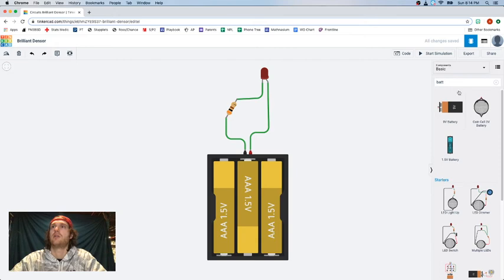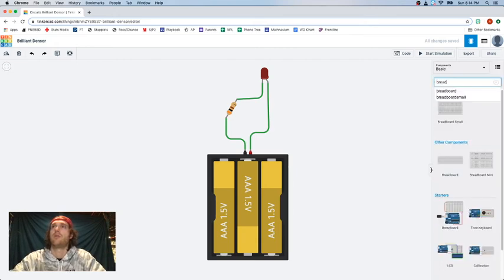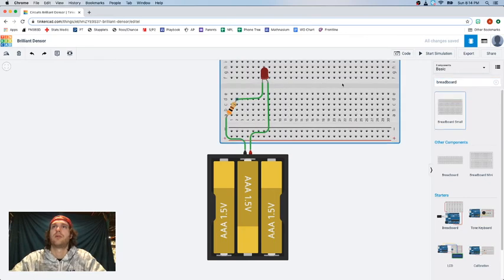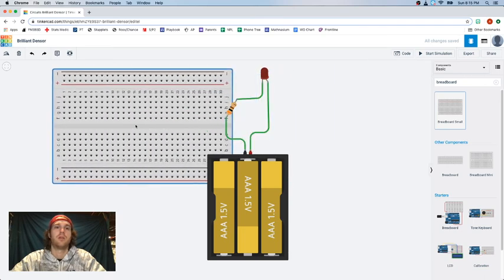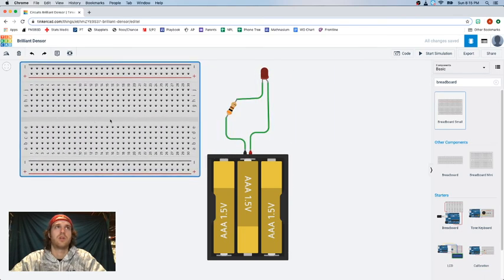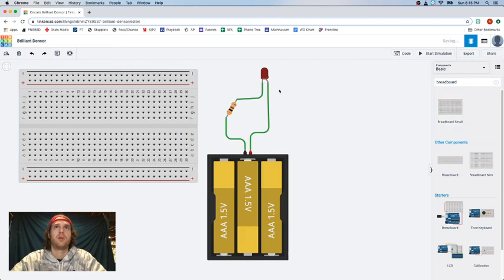I am going to grab a breadboard. Click. Oh, that thing is huge. Oh well, that's the one we've got. Go right here. We're going to do this with the breadboard. All right, I'm going to delete these wires. We're going to do this a little differently than we did before.